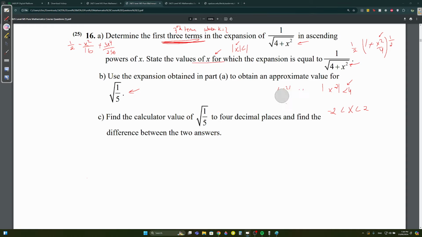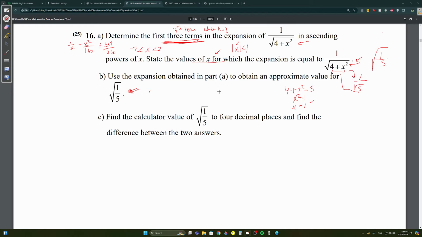Let's see. I'm going to put this here: x is between minus 2 and 2. Here we have 1 over radical of 4 plus x squared. They want us to find radical 1 over 5, which is the same thing as 1 over radical 5, because radical 1 is just 1. How do I go from 4 plus x squared to 5? 4 plus x squared equals 5, so x squared equals 1 if you subtract the 4, so x equals 1. If I substitute x as 1, 4 plus 1 is 5, radical 5, which is what they're asking me for. So we substitute x equals 1.